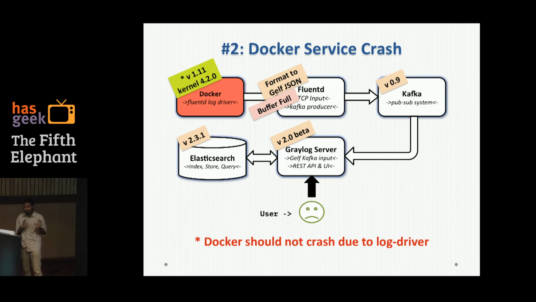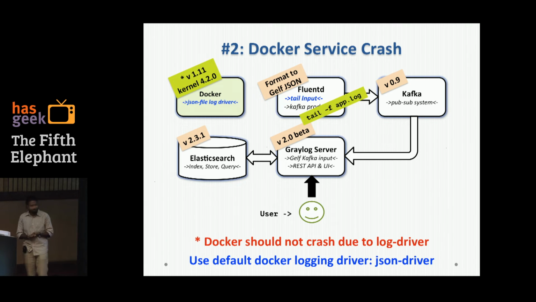Fluentd is a data collector. It can collect data from a variety of sources as you configure it. It can process it in real time and send it to various destinations. Over here, we are using Fluentd as a dumb box. It will just receive the input in TCP and forward the message to Kafka. Why not directly to Kafka? Because a Kafka logging driver doesn't exist for Docker. If that existed, probably we would have used that.